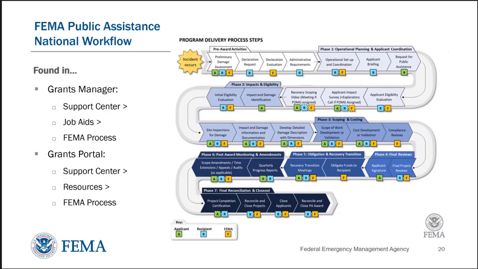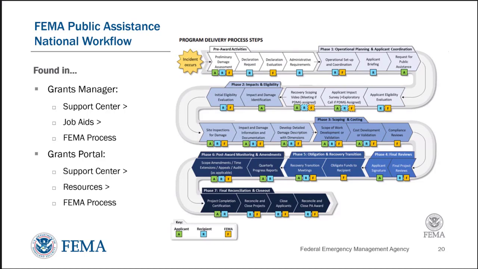You can find this specific chart itself in Grants Manager. But this is just a clear explanation, a clear presentation of who, like this right here, the green for the applicants, the R in the light blue for recipients, and the orange for FEMA. Who does what in what part of the phase, what part of the flow?